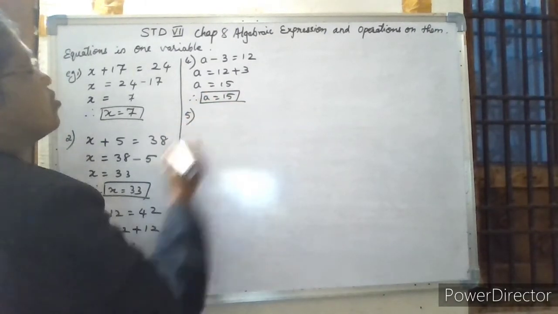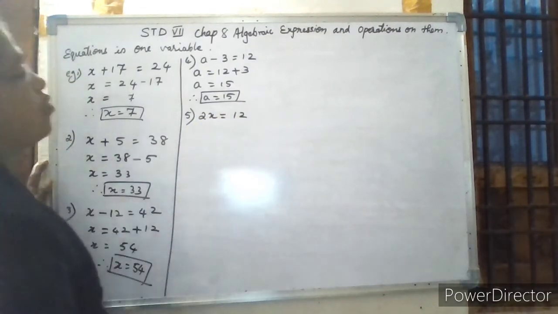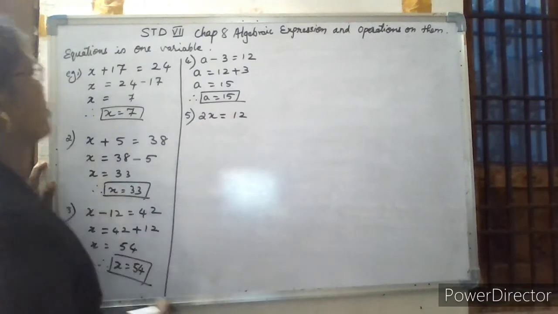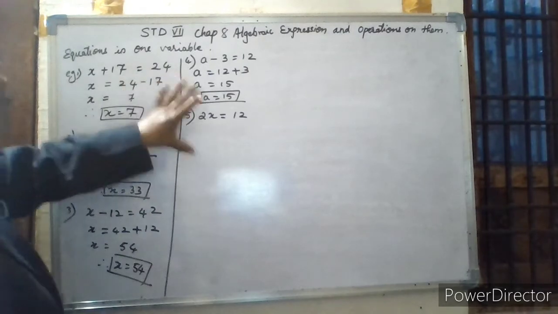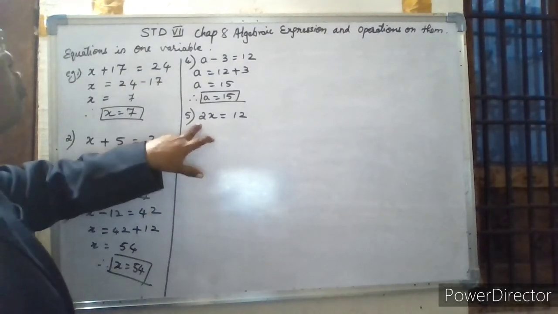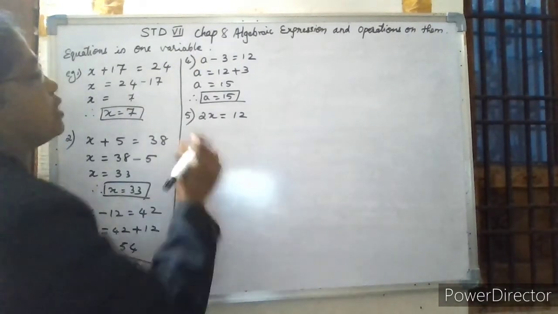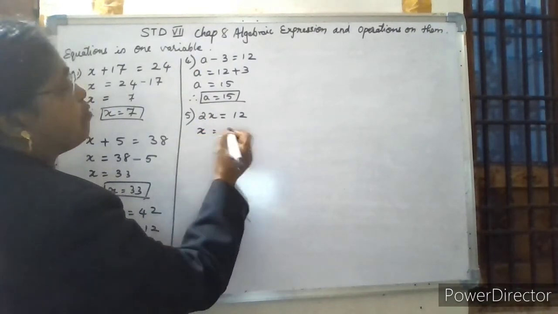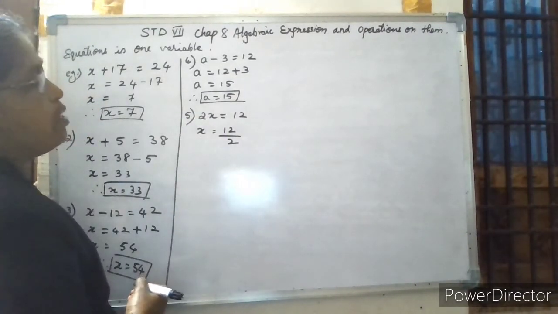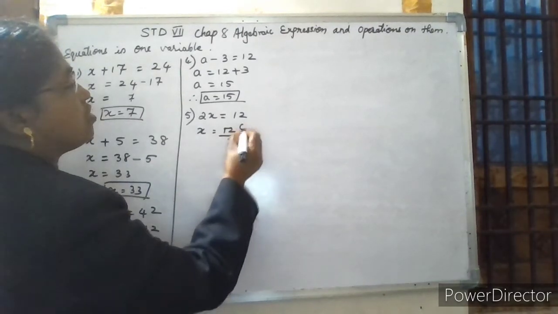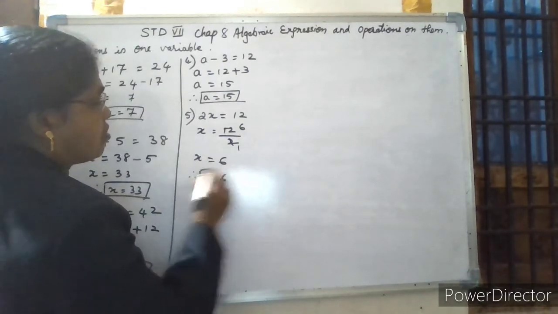Fifth question. 2x is equal to 12. Suppose 2 is multiplied by x. Here we do not use the addition or subtraction property. See, 2 into x means it is multiplied. The opposite of multiplication is division. So the value of x will be equal to 12 divided by 2, if I take the 2 to that side. 2 ones are 2, 2 sixes are 12. So x is equal to 6.